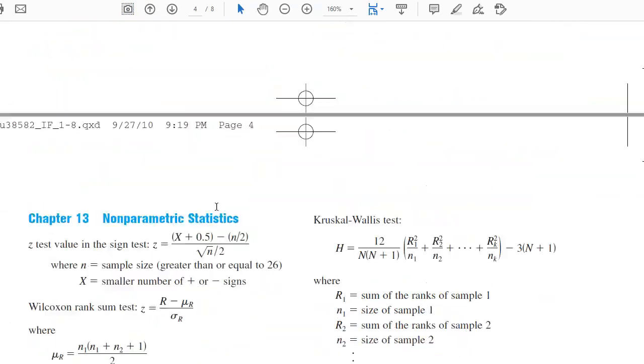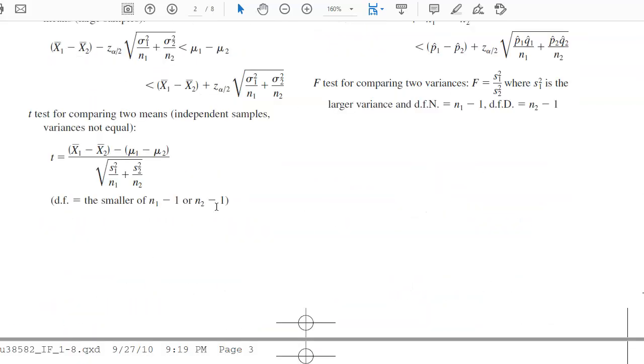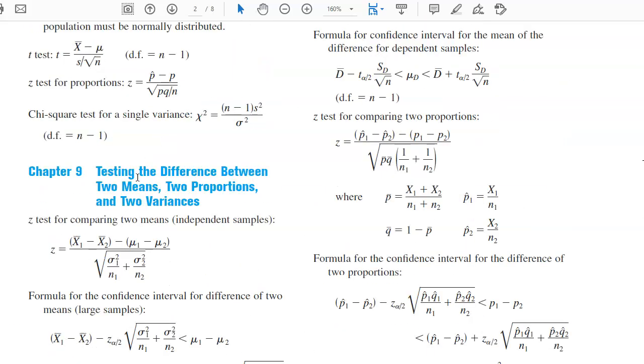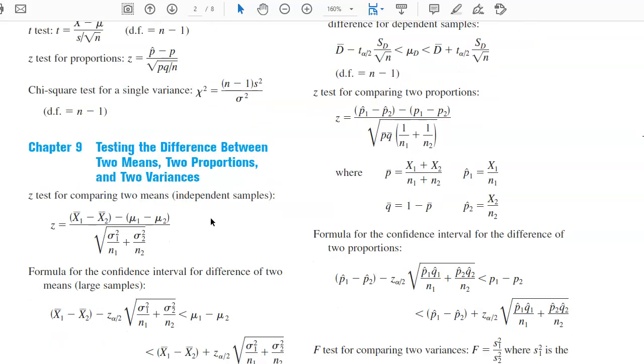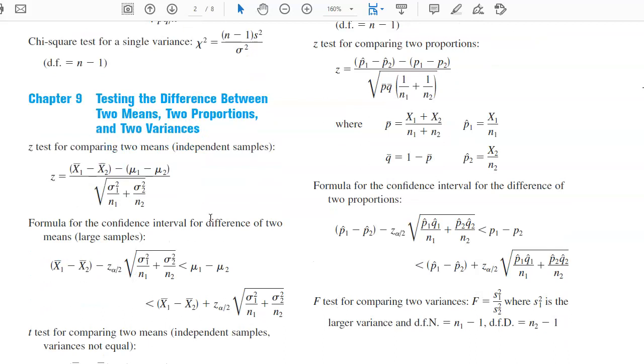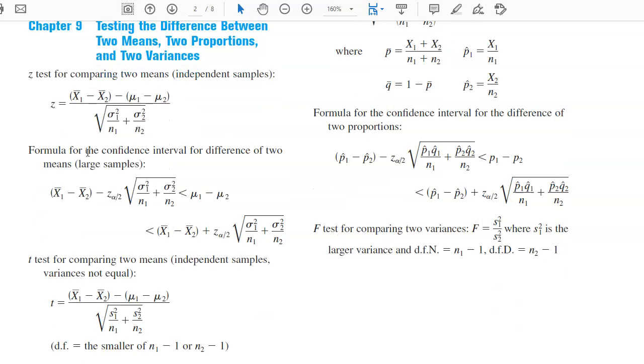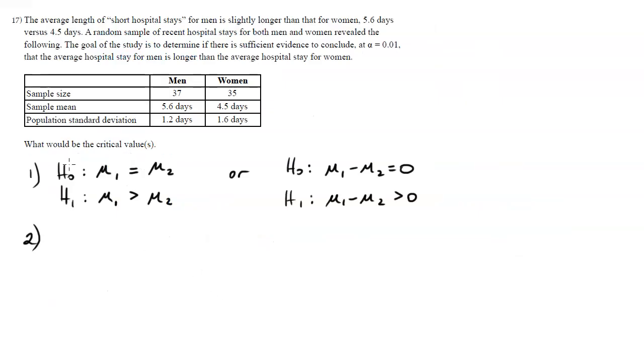This is chapter 9. How do I know it's chapter 9? Testing the difference between two means, two proportions, and two variances. Yeah? Okay. So the z-test for two means is independent samples. There's our z-test. Doesn't say anything about, wait, is this a z or a t? We have the population standard deviation, so this is going to be a z-test. So I'm kind of fooling myself because I didn't even need to do all of that. Step 2 is the critical value.